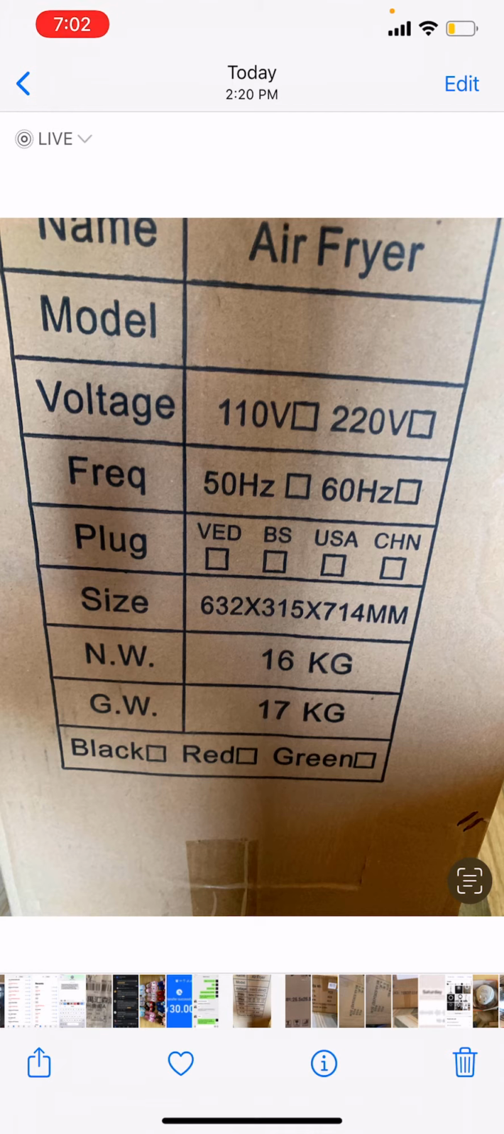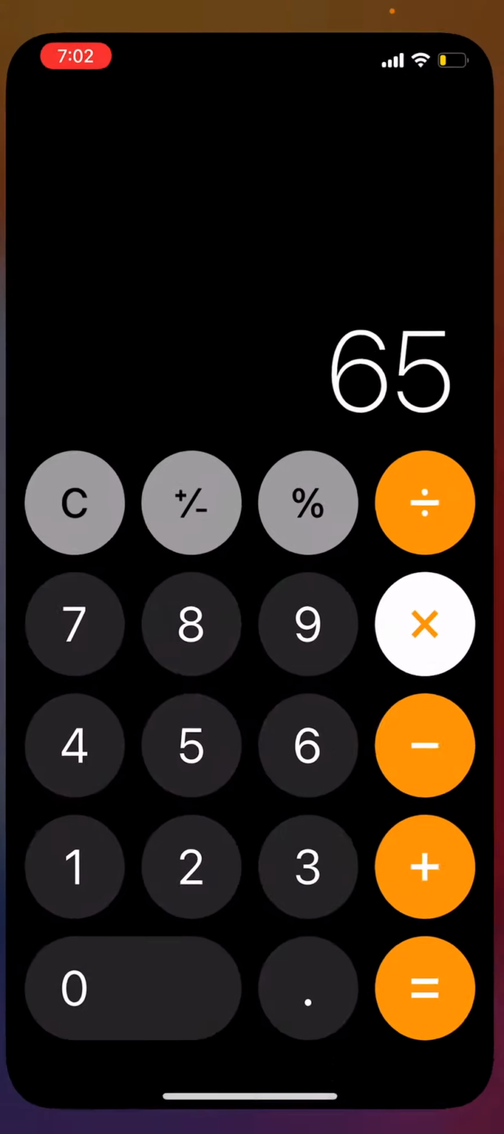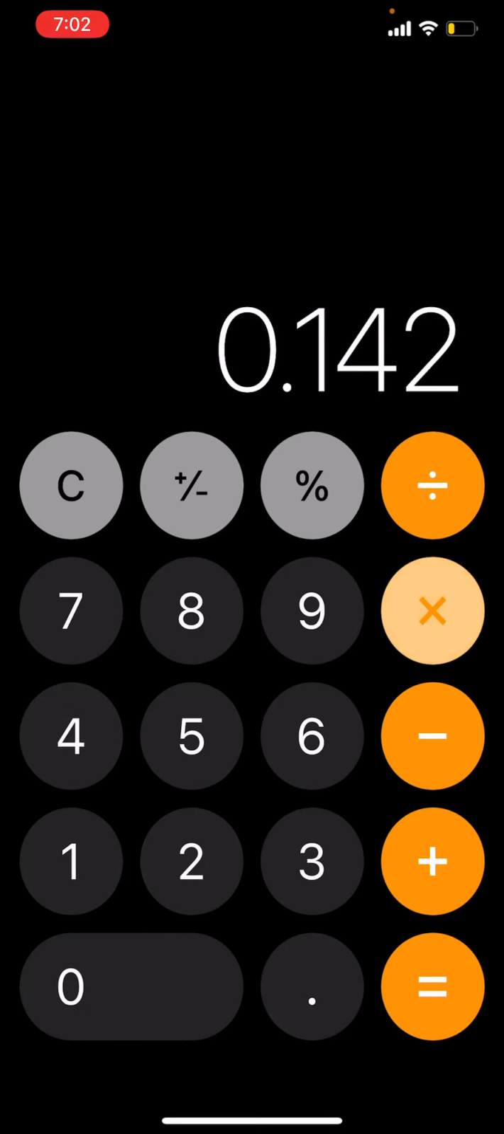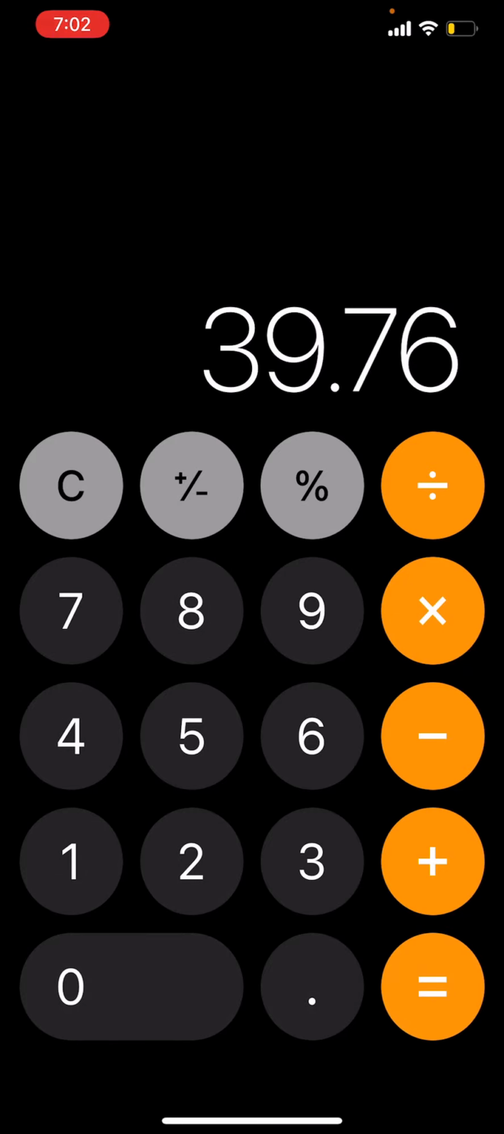This carton contains 4 pieces of air fryer, so the CBM is 0.142. Now, if you want to know your shipping cost, multiply the CBM by what your shipping agency is charging. For instance, I'm charging $280 per CBM. So 0.142 times $280 is $39.76. That's it. This is how you do it.